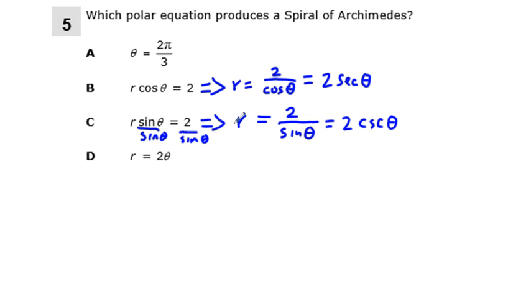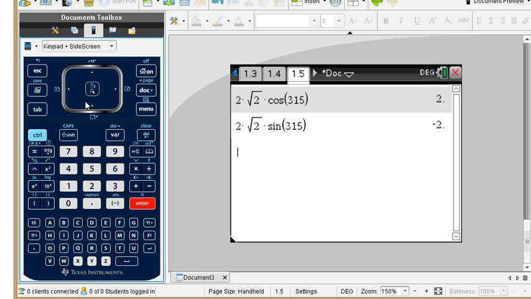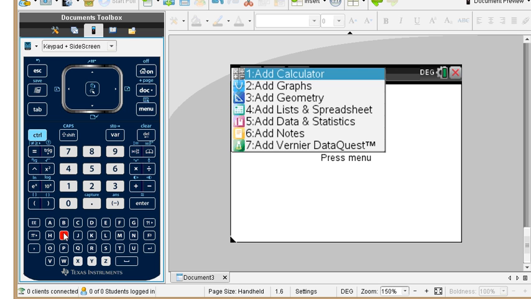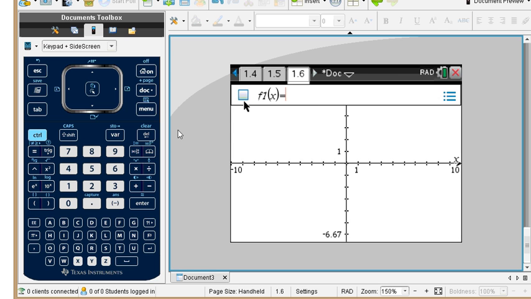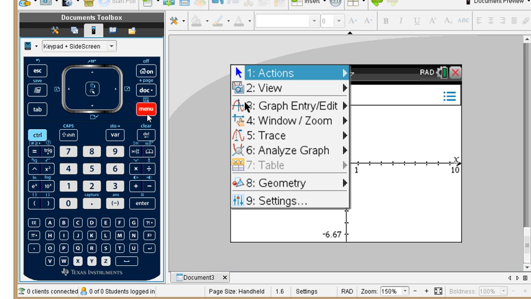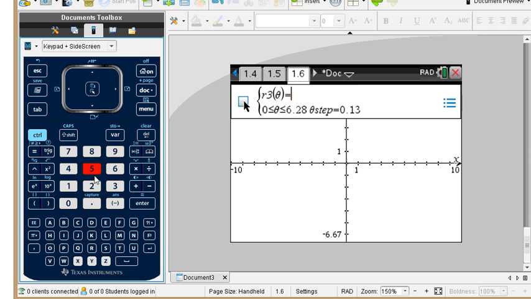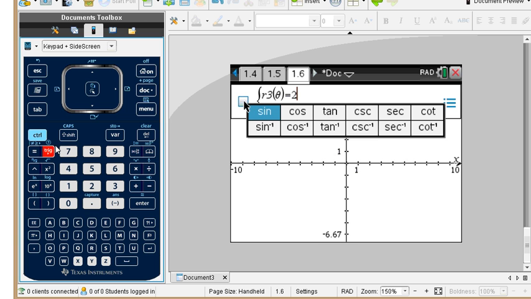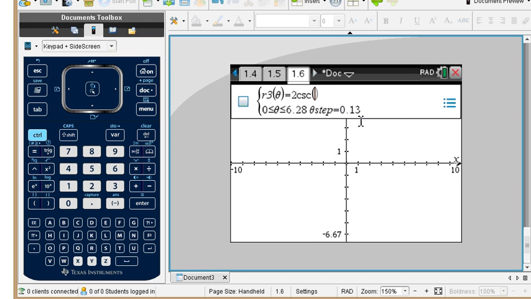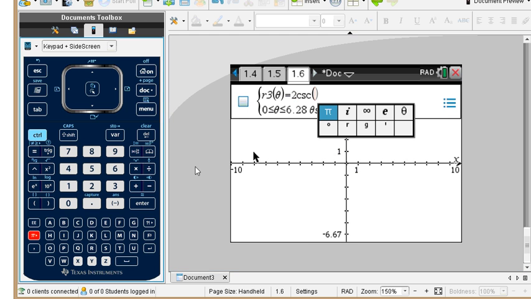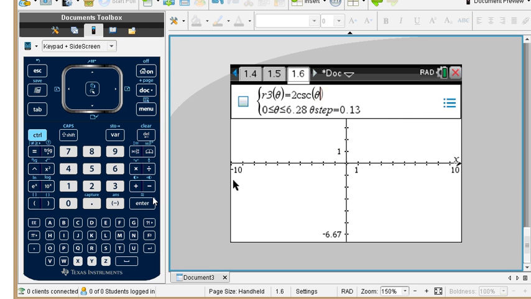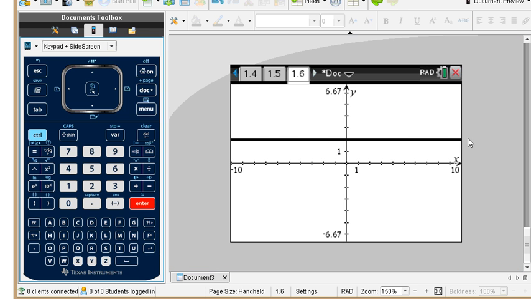I'll just graph one of those to see what it looks like. We'll graph the 2 cosecant theta. So Control I, add graph, polar, menu, 3, 5. We'll go 2 times cosecant theta. We get our theta symbol here, and we get a horizontal line at y equals 2.